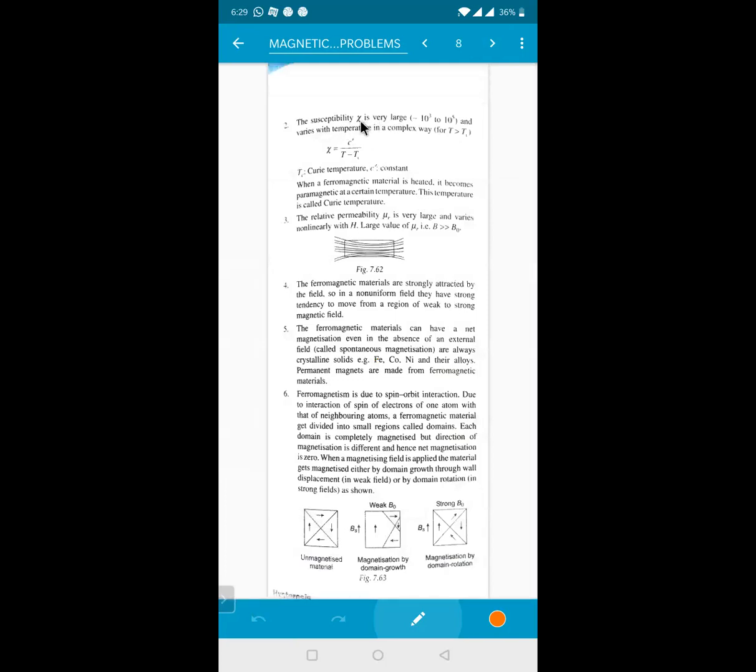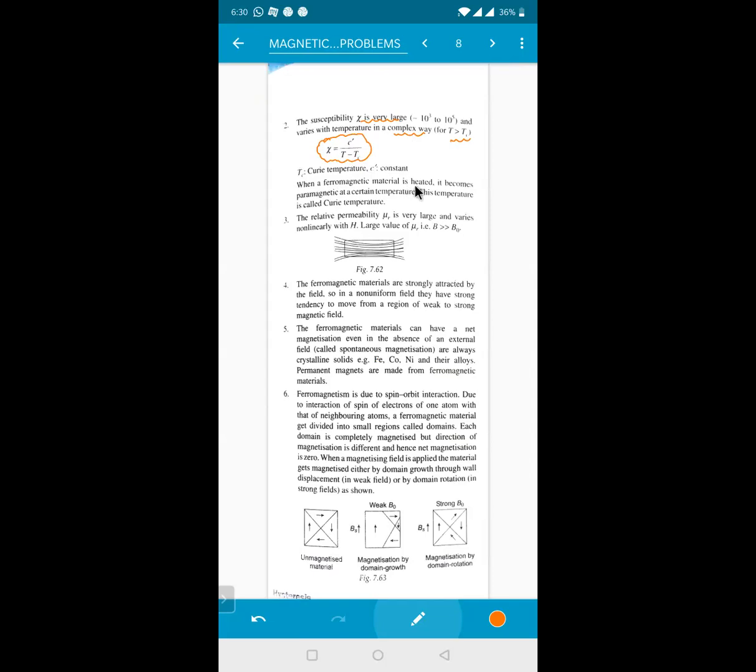The susceptibility is right now very large, that is 10 to the power of minus 3 to 10 to the power of 5. And it varies with the temperature in a complex way. That means T is greater than the critical temperature. So susceptibility is right now here: chi is equal to some constant C dash divided by T minus TC. TC is known as your Curie temperature and C dash is nothing but your constant. And T is the temperature of the material.